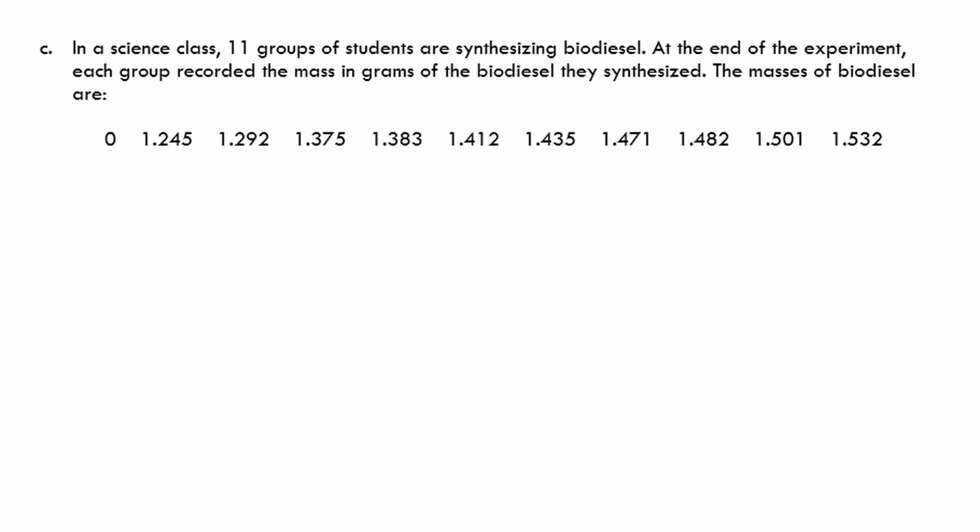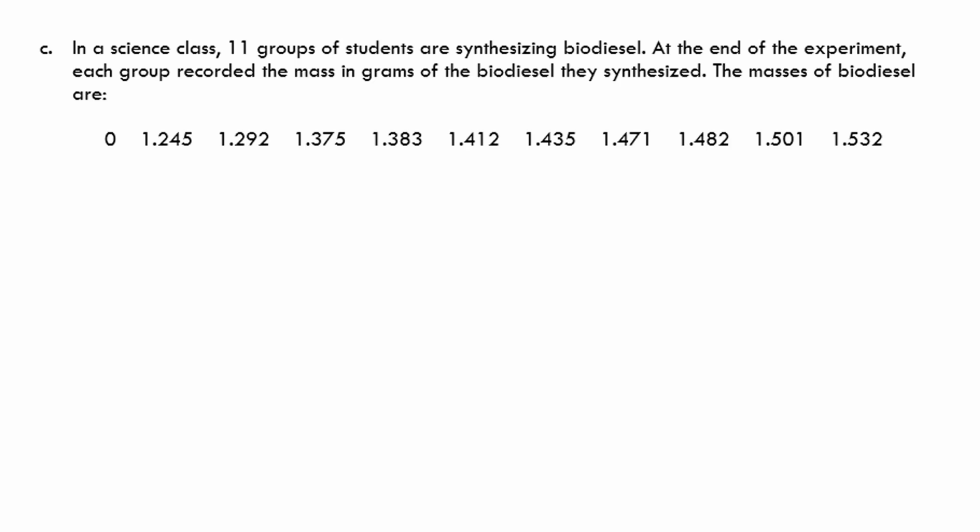Last one. In a science class, 11 groups of students are synthesizing biodiesel. At the end of the experiment, each group recorded the mass in grams of the biodiesel they synthesized, and the masses of biodiesel are as follows. In this problem, 0 is actually going to be our outlier. We have a really low outlier this time, compared to all of the other values.